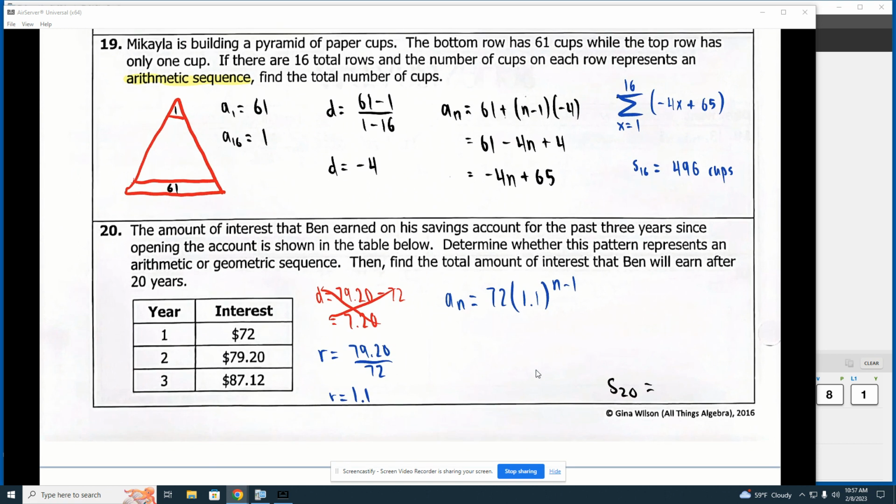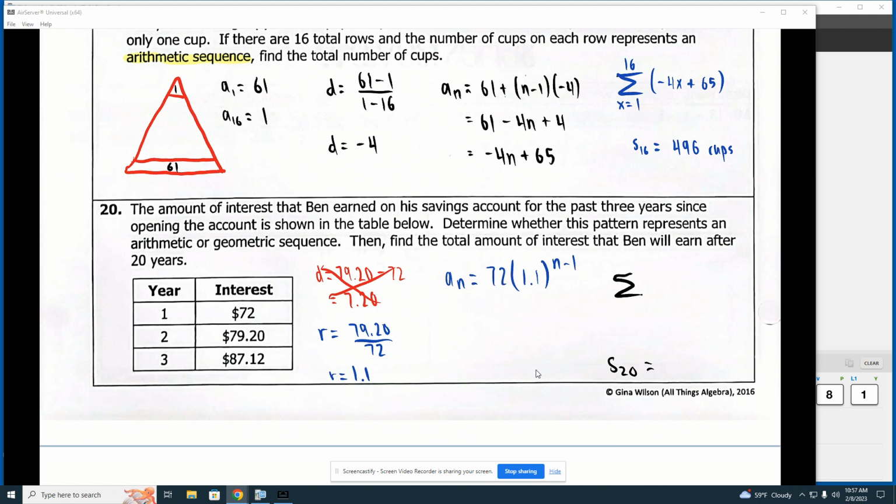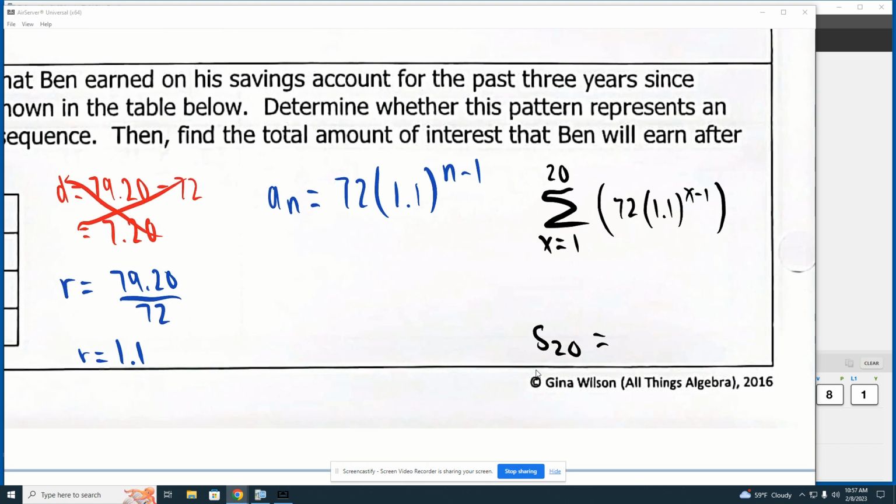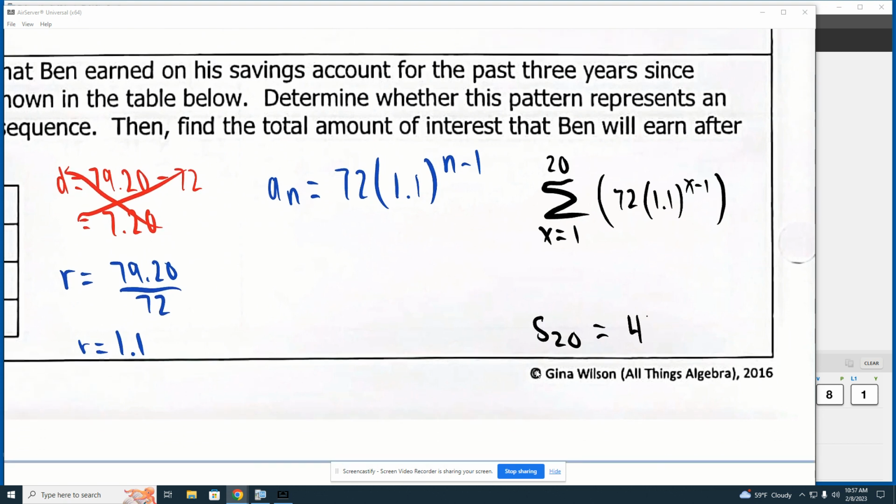We're taking all the interest that you got every year. 1 year, 2 years, 3, all the way through 20 years, and it's accumulating the total amount of interest. So we're using big E. From the 1st through the 20th year, for the equation 72 times 1.1 to the x minus 1 power. You type that in, it will spit out the answer, $4,123.80.